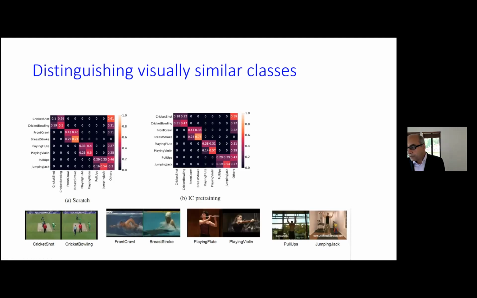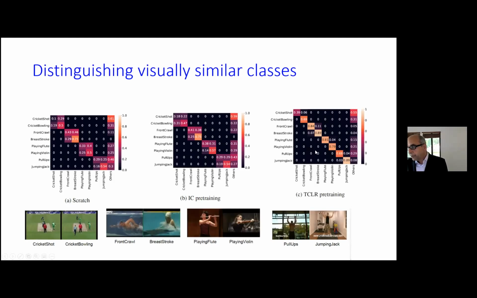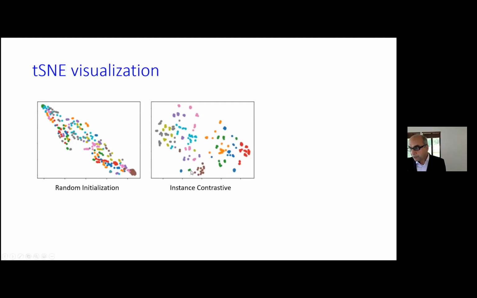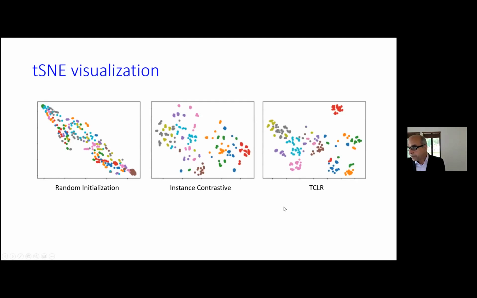So now when you use IC only, the instance contrastive loss, that improves a little bit, but not as good compared to TCLR. This is very nice. We get a very good confusion matrix, which is amazing. Again, for this one, we have the t-SNE visualization. With random initialization, you get this. Instance cosine helps a little bit, but here we get pretty good results compared to these, it's all more compact.